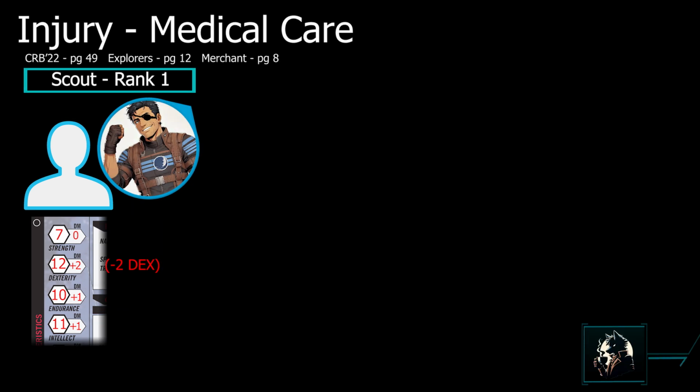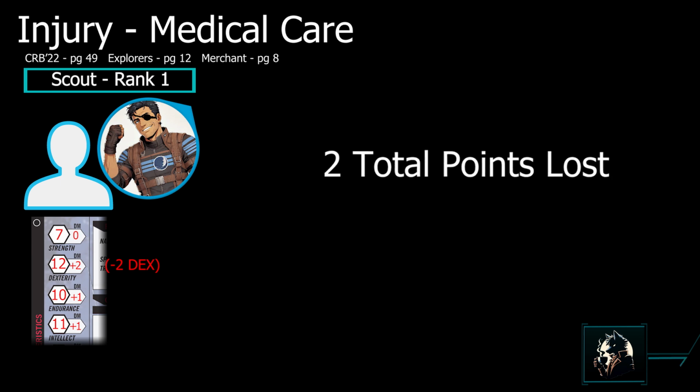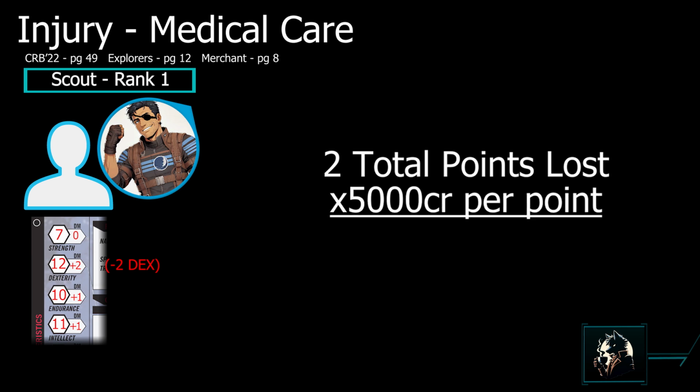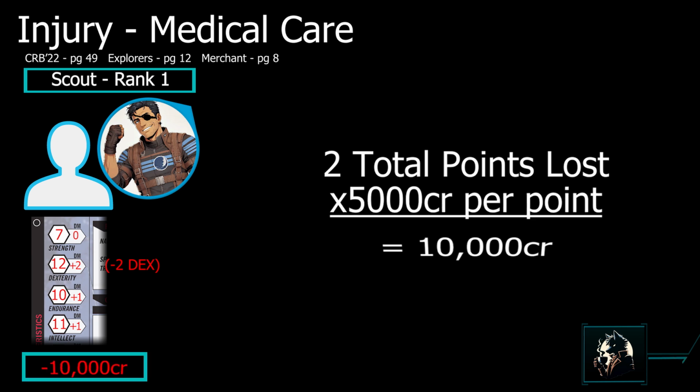First, look at the medical care section just below the injury table. For each point of reduced characteristic score your traveler suffered from an injury, you can choose to have any of those points restored at a cost of 5,000 credits per point. If you choose to do this, make a note of the cost of the medical bills, but just like before, don't apply them to your traveler's character sheet just yet.